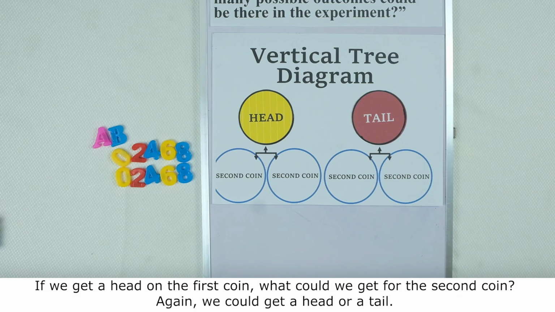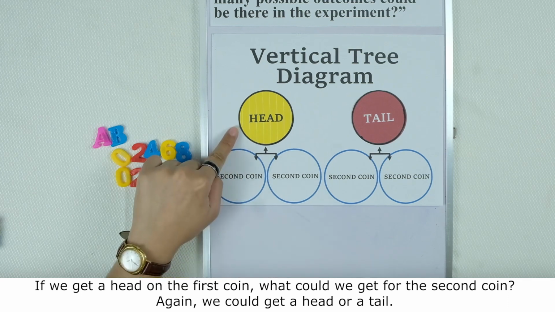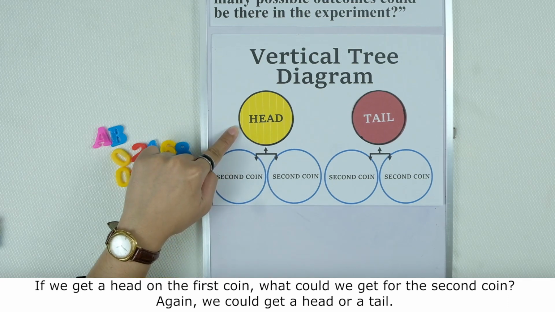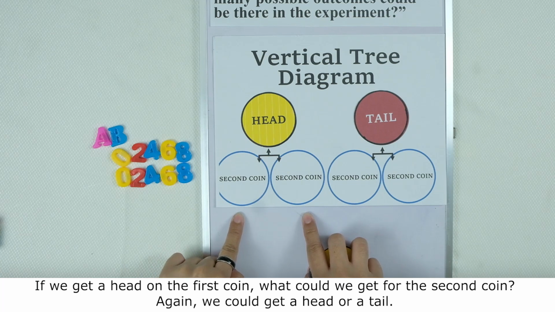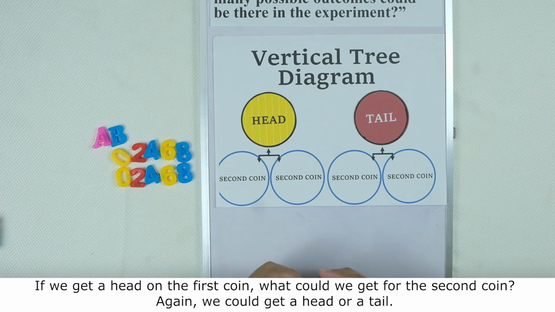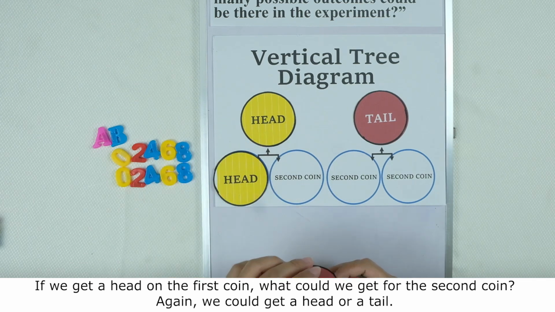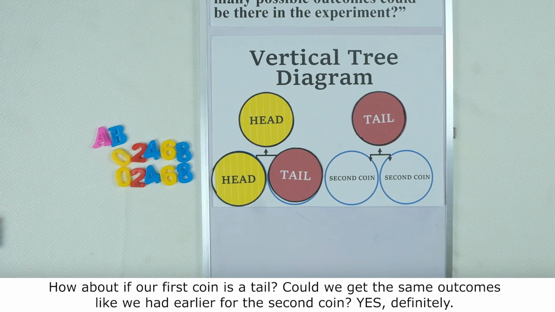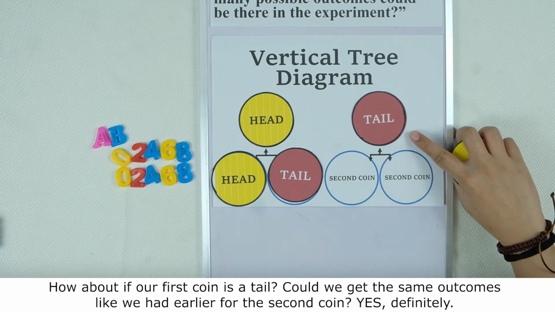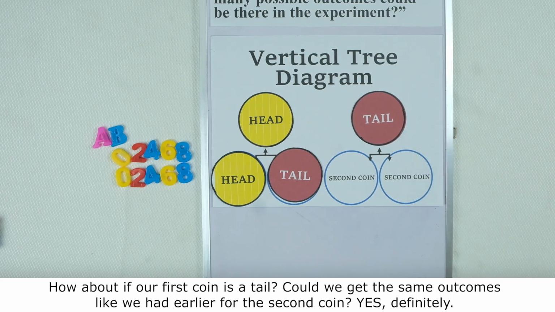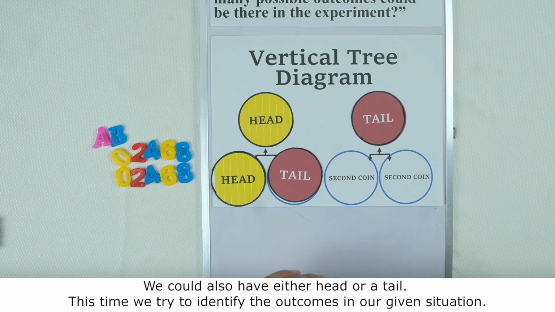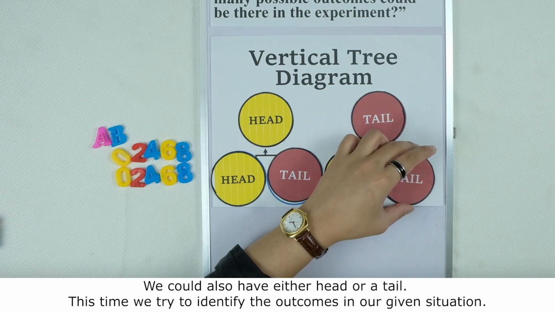If we get a head on the first coin, what could we get for our second coin? Again, we could get either a head or a tail. How about if our first coin is a tail? Could we get the same outcomes like we had earlier for the second coin? Yes, definitely. We could also have either a head or a tail.